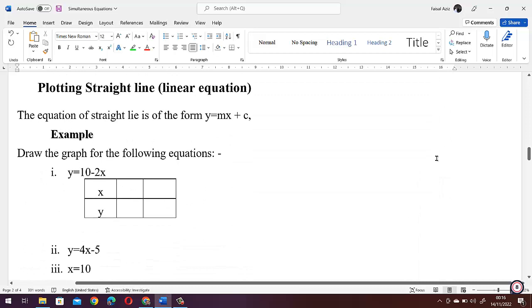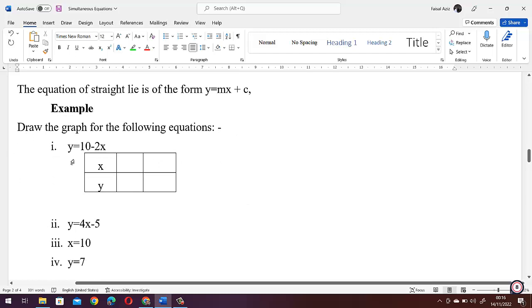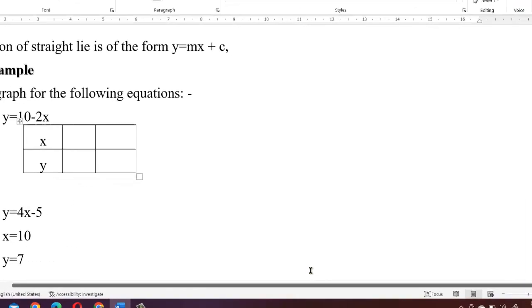Let's understand with the help of another example. As you can see that we have an equation y is equals to 10 minus 2x.